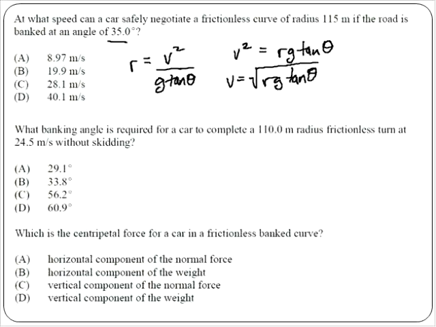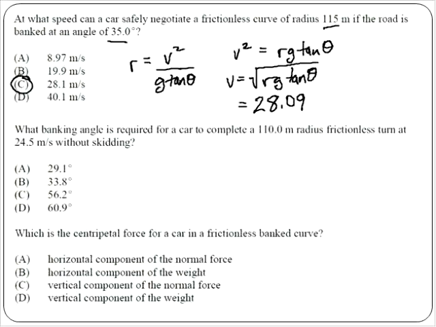So it's just a matter of plugging in those numbers. The R, the radius, is 115, the G, 9.80, and the angle, 35 degrees. And if you plug in those three numbers, you will get this answer, 28.09. And that, of course, rounds off to 3 sig figs, because if I look here, there's 3, and there's 3.